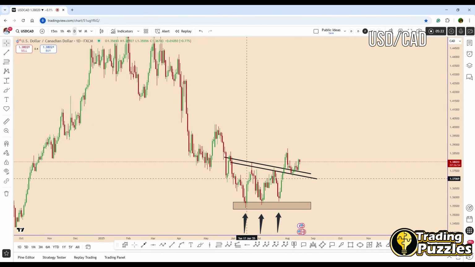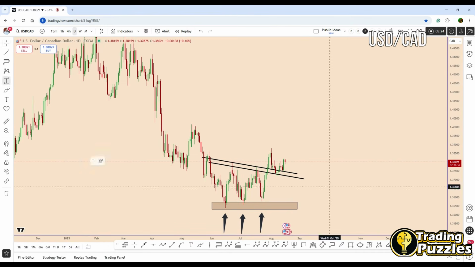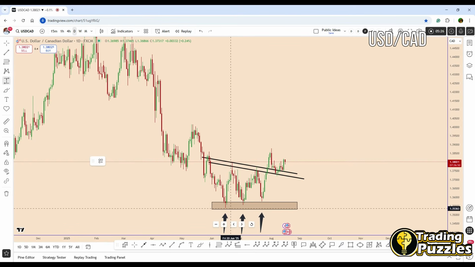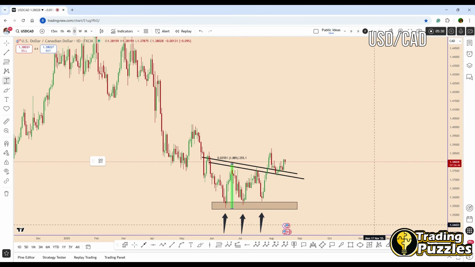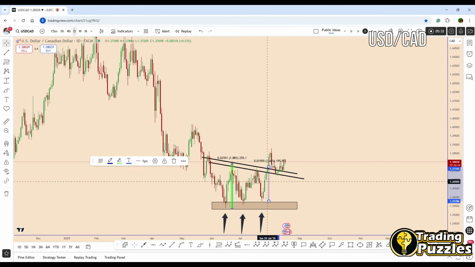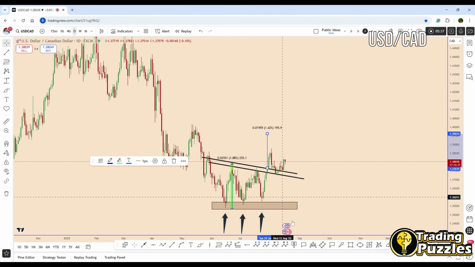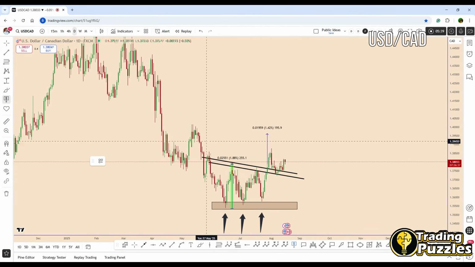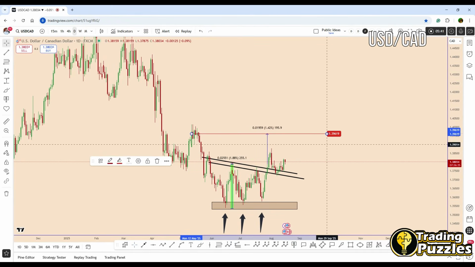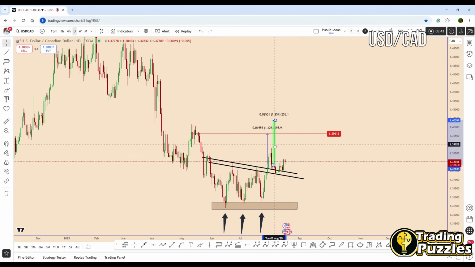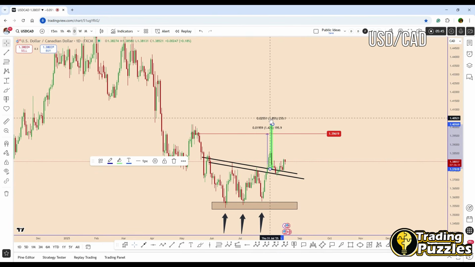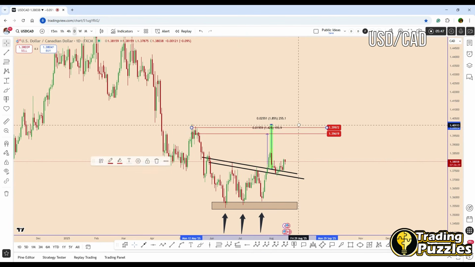Usually the targets measured from this pattern are found by making a clone from the bottom to the neckline. This is a bigger one and this is a small one, and this is placed from the breakout of the pattern, and we can have an idea where to take targets. So this is one target that we may look at. If I use the bigger one, it moves higher.